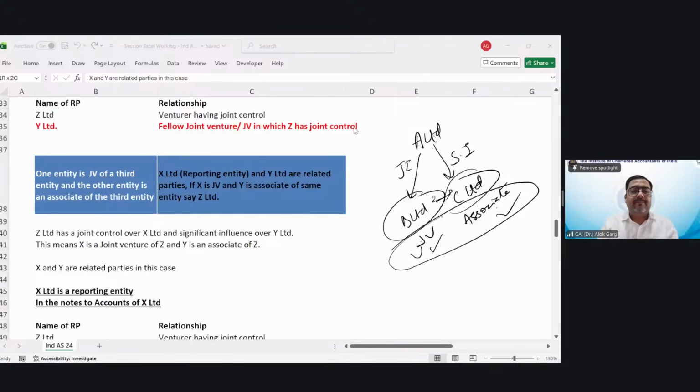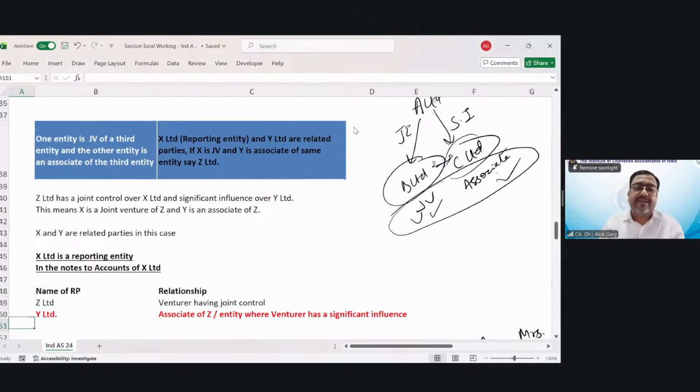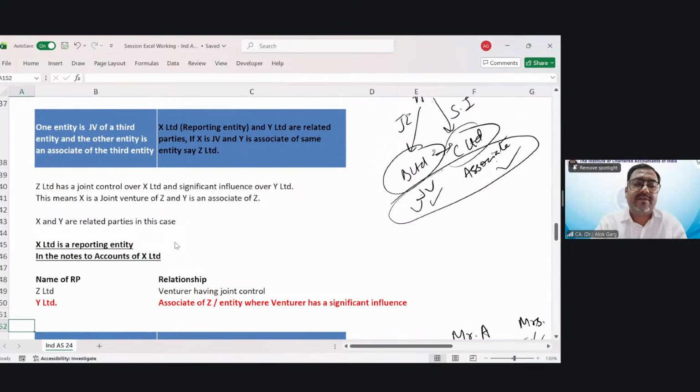For example, X Limited is a reporting entity. So in the notes to accounts of X Limited, Z Limited is a venturer. But what is the relationship with Y Limited? Y Limited is an associate of Z, or an entity where the venturer has significant influence. This is how you write the relationship here. Is that clear, my dear friends, or is this not clear?